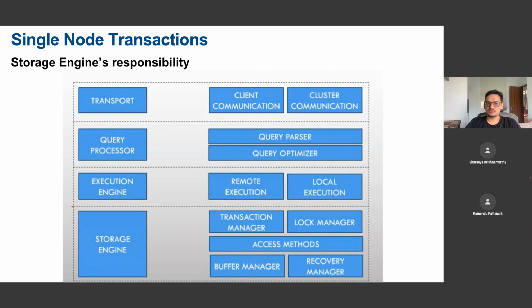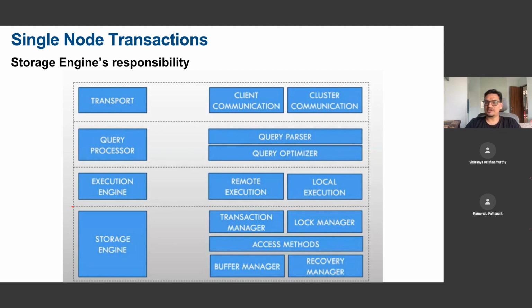In the storage engine, you will typically have a transaction manager. The transaction manager is what gives you all the transaction semantics. The lock manager gives you concurrency. Access methods are, in Postgres, something called table access methods, and in MySQL, the handler interface. Basically, these are interfaces beyond which storage engine makers can make their own implementations of how your data is exactly stored on the disk.